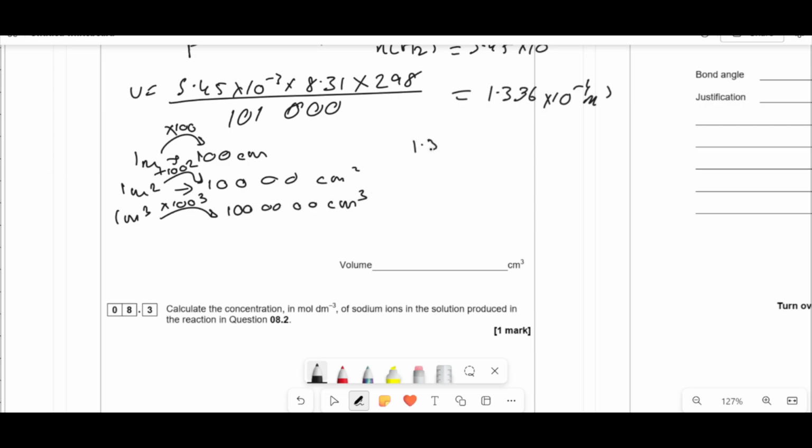So if we've got 1.336 times 10 to the minus 4 meters cubed, to get to centimeters is going to be times 1 with 6 zeros on it, so 10 to the 6, because 1, 2, 3, 4, 5, 6, right? So it's going to be 1.336 times 10 to the minus 4 times 10 to the 6, which gives you 133.6, which is roughly, we should match the number of significant figures in the question, this many centimeters cubed.